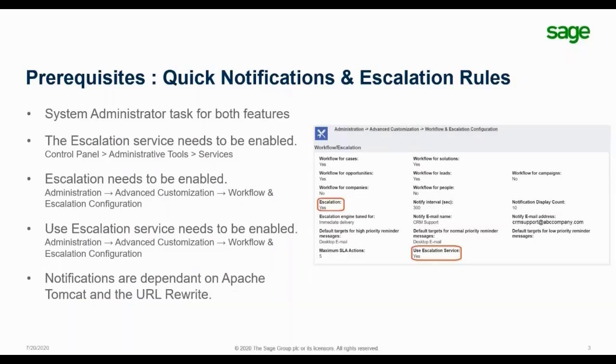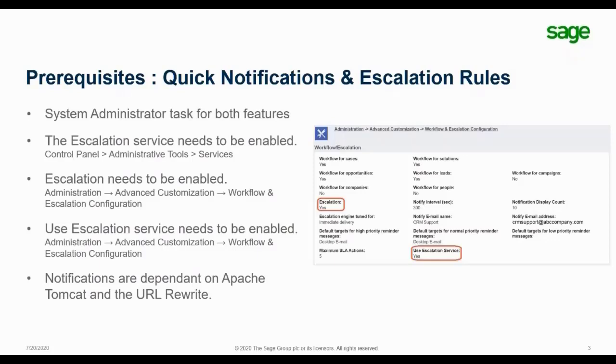Notifications may be achieved by one of two methods, either by creating a quick notification or through the use of escalation rules. Both of these features are easily created and are standard features within Sage CRM. As these features are found in the administration area, administrative rights are required.